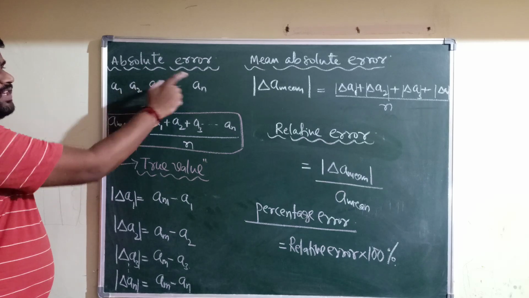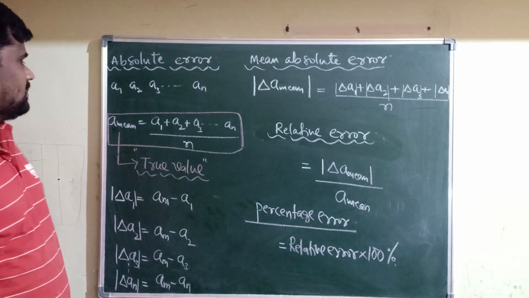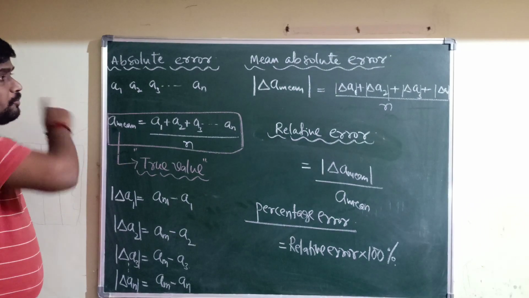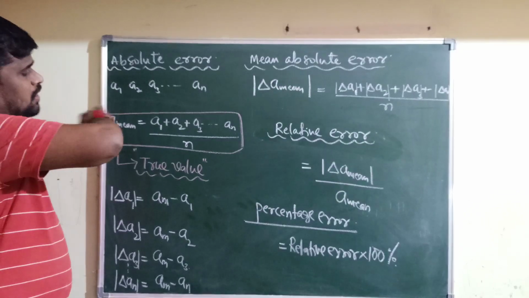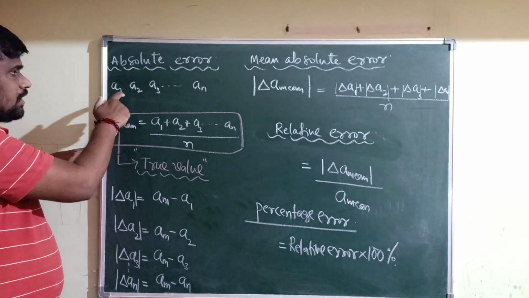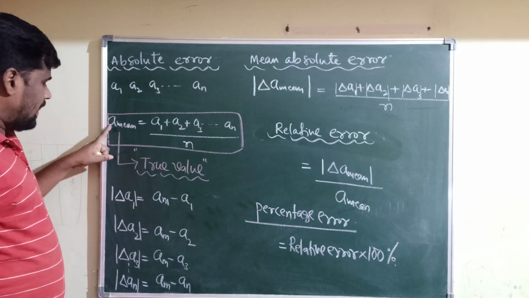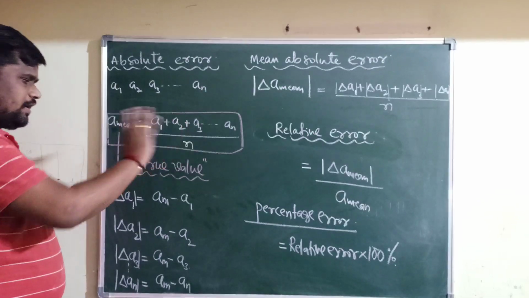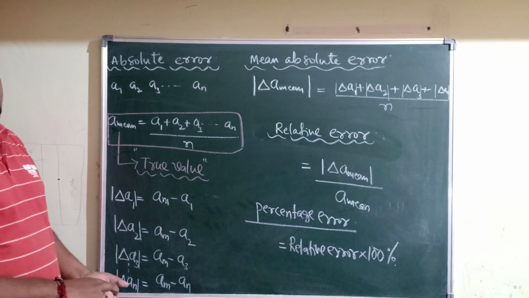A1, A2, A3, An are the n observations made for the same physical quantity. First we have to take mean of all the observations. How are we taking the mean? Sum of the observations divided by number of observations. What mean you are taking of observations, that mean is also called true value. Therefore, true value is given by A mean, that A mean is equal to A1 plus A2 plus A3 up to An divided by n.